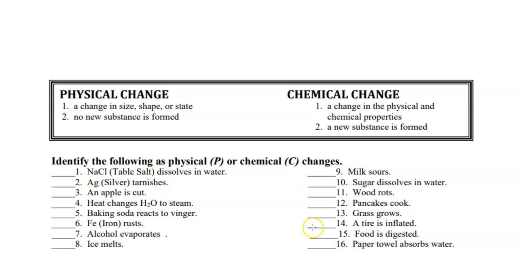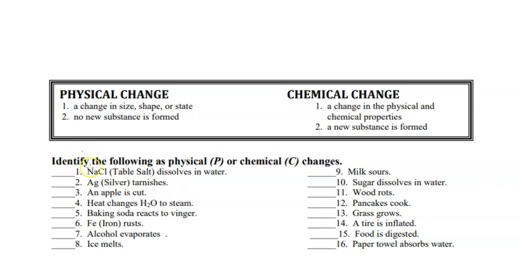Physical and chemical changes. Do you know the difference? Yeah. What's the difference? Physical, you can see, and chemical is like you mix stuff. Okay, you know what? A physical change is a change in size, shape, or state. No new substance is formed. A chemical change is a change in the physical and chemical properties. A new substance is formed.